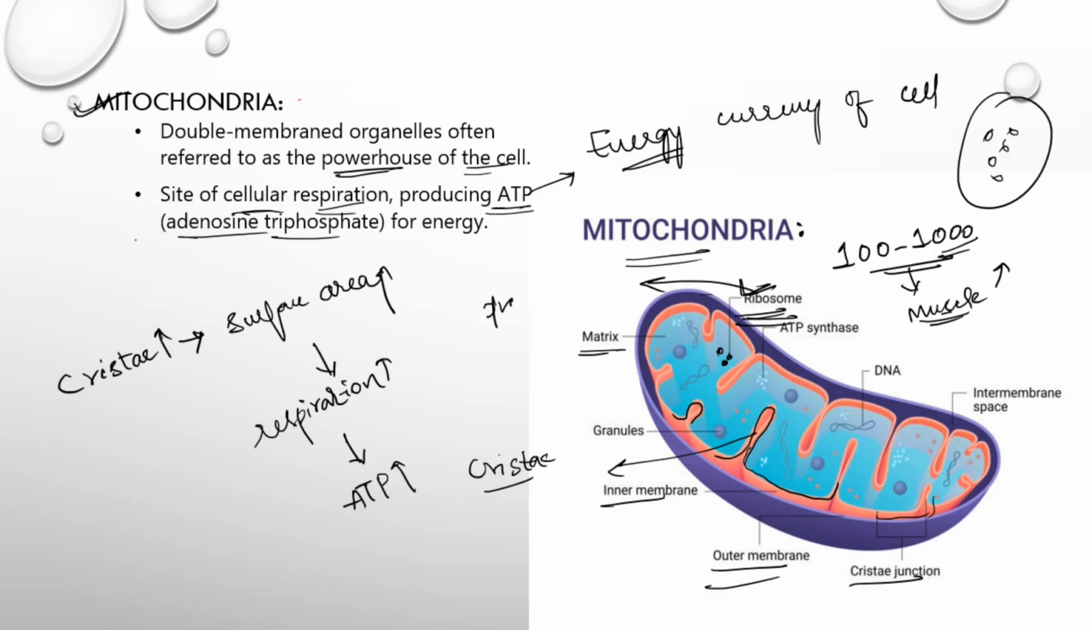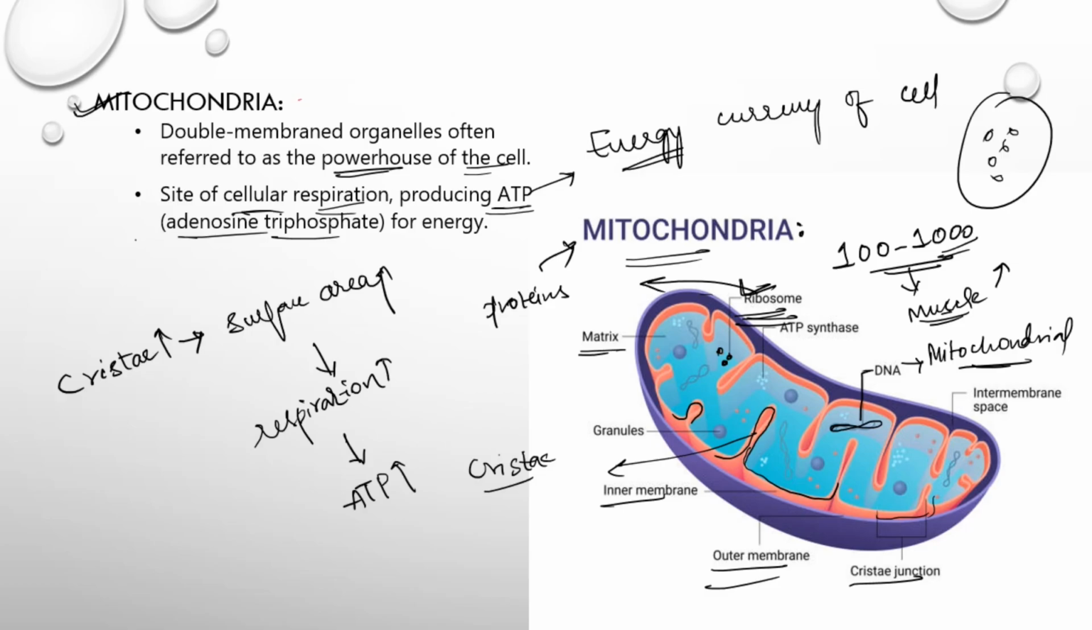Proteins that are required by mitochondria for their function. Next, we will come to ATP synthesis later. And along with the ribosomes, a circular DNA is also present. This DNA is the mitochondrial DNA.